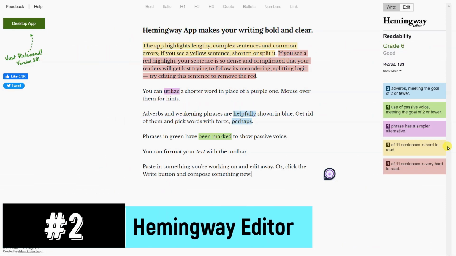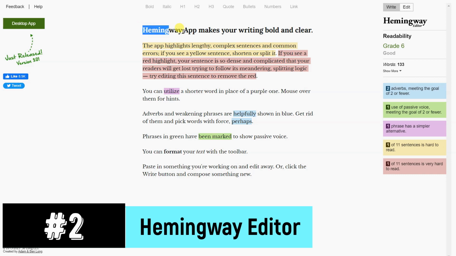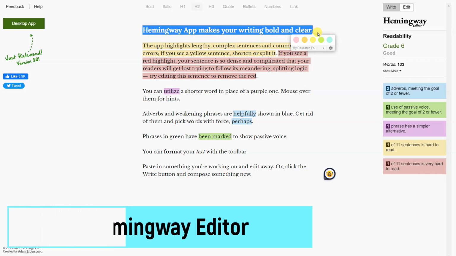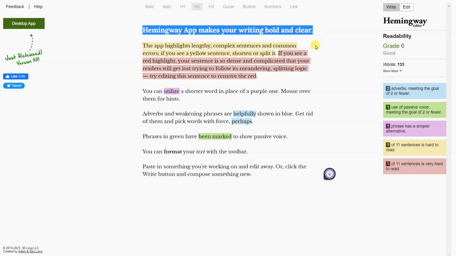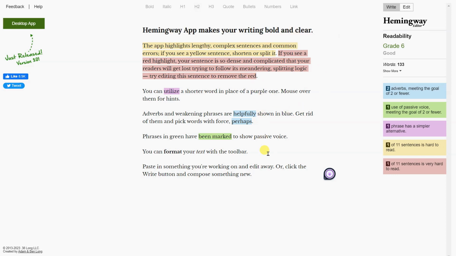Hemingway Editor, free and powerful. Hemingway Editor is one of my favorite writing tools. It helps you to simplify your writing, and it's free and easy to use. It highlights problems with your writing based on the idea that dense, complex sentences are hard to understand. The program takes these long, winding sentences and breaks them into chunks with periods in between.